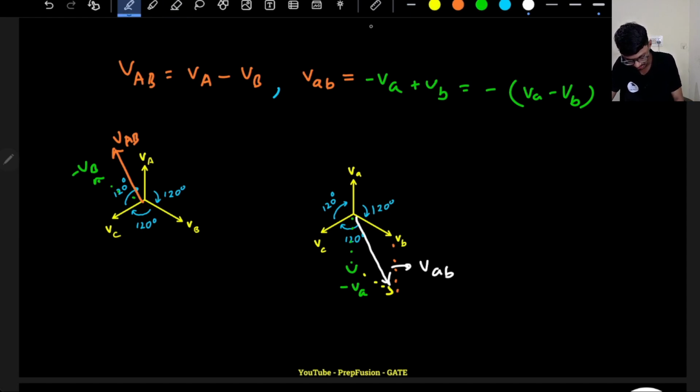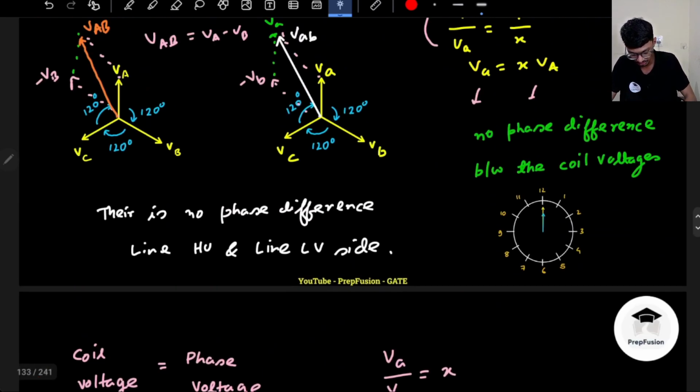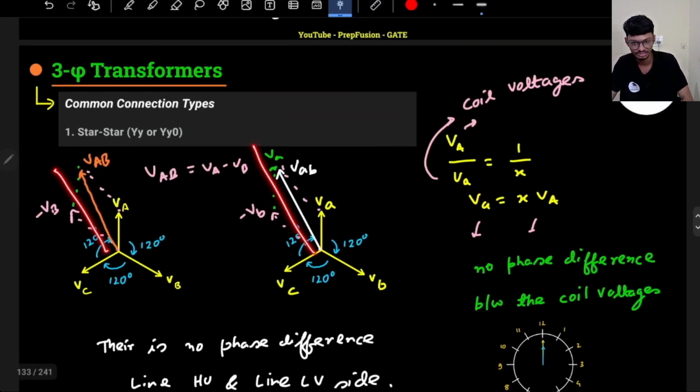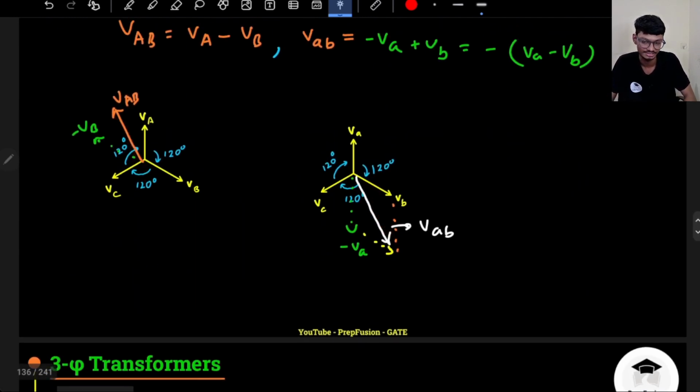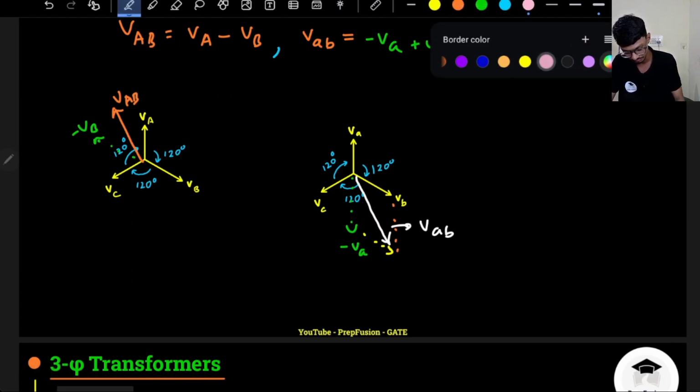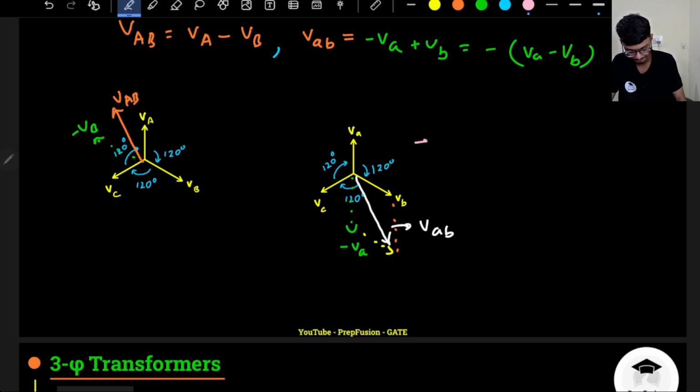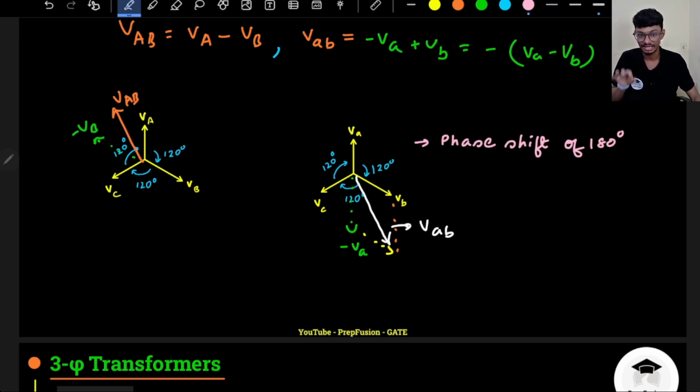What are you seeing? If I just club these two phasors together, what are you seeing? Capital VAB is here, small VAB is here. Previously, what did you see? Both are in the same phase. Here both are exactly in opposite phase. That's why there is a phase shift of 180 degrees. I hope you got the point how it is 180 degrees. Every single thing I have cleared.